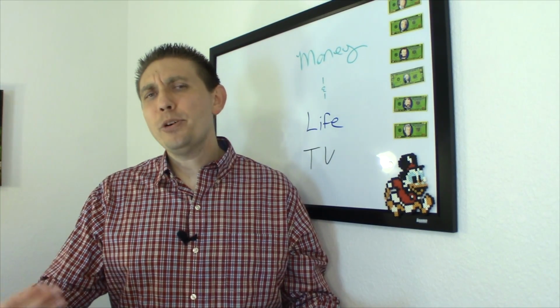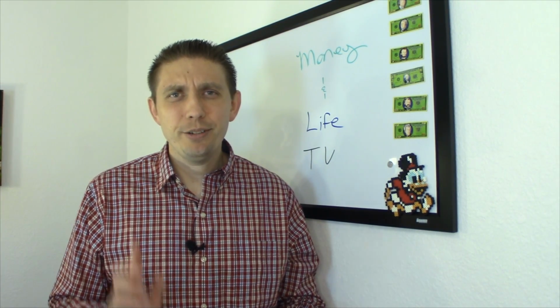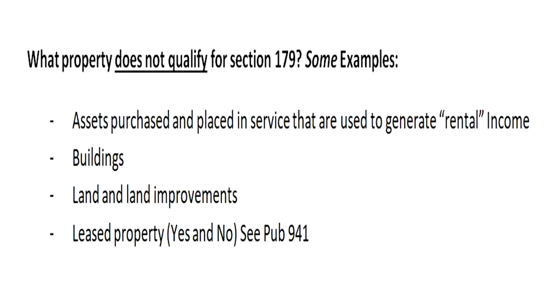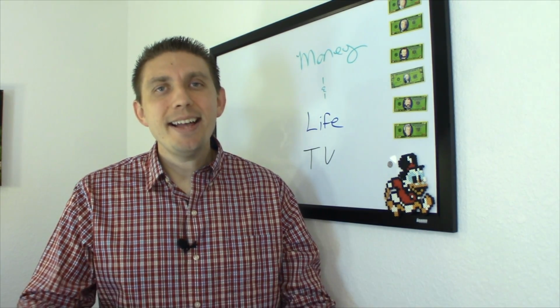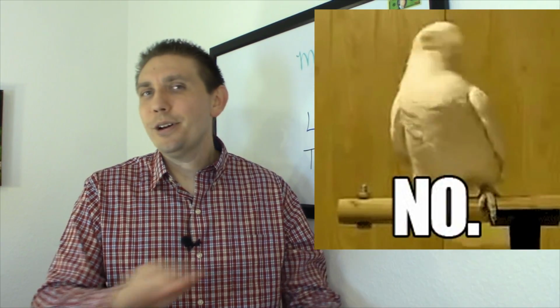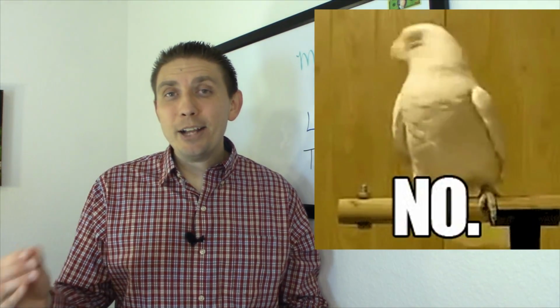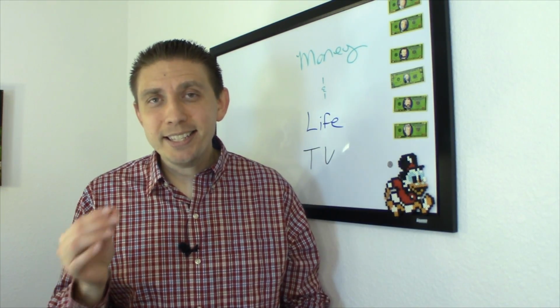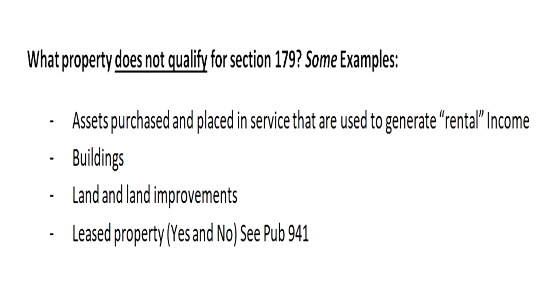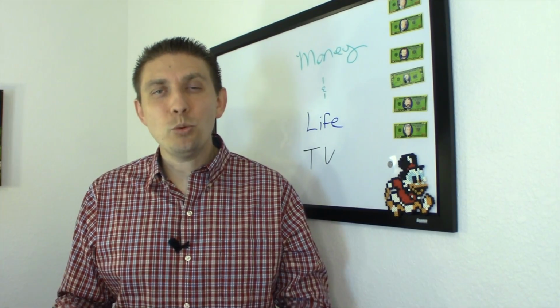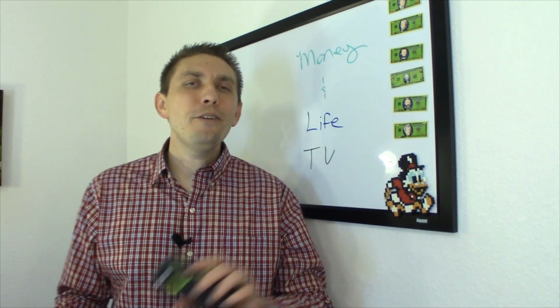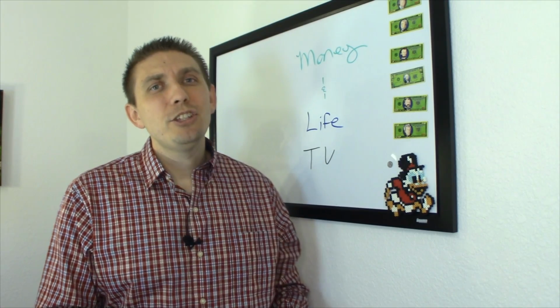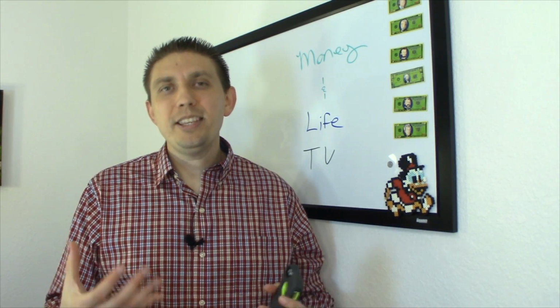Okay, what are some examples of property that would not qualify for the Section 179 deduction? Here are some right here. Assets purchased and placed in service that are used to generate rental income. So if you're a real estate investor, you cannot take the 179 deduction. No, you cannot. That's one downside. You still get to take normal depreciation, but you cannot accelerate it using the Section 179 deduction. Other things you cannot take Section 179 on are things like buildings, land, and leased property. There are some instances where you can take Section 179, and other instances where you cannot, so you just need to look at the rules and the publication to see what applies in your situation.